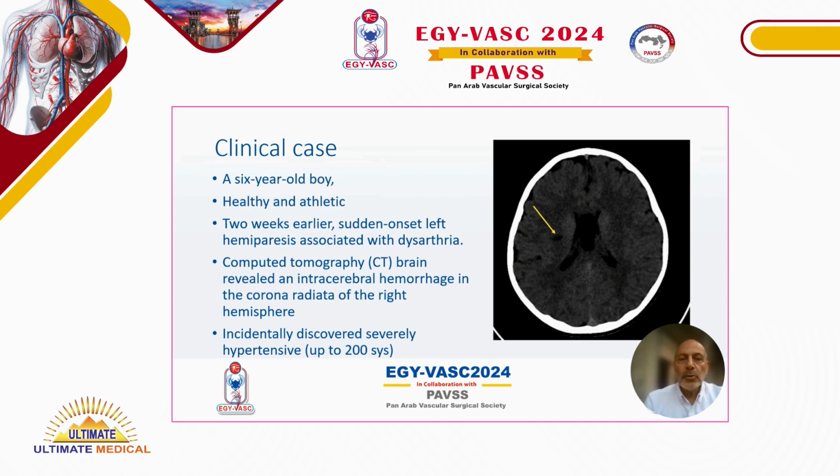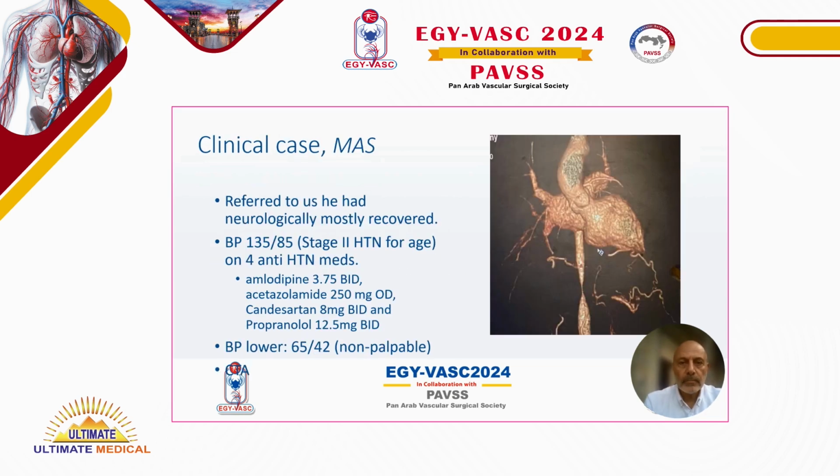This is a 6-year-old boy, healthy and athletic otherwise. Two weeks earlier he had presented to another institution with a sudden onset left hemiparesis associated with dysarthria. Computed tomography of the brain revealed an intracranial hemorrhage in the corona radiata in the right hemisphere. Severe hypertension up to 200 was incidentally discovered. The boy was referred to us neurologically almost completely recovered.